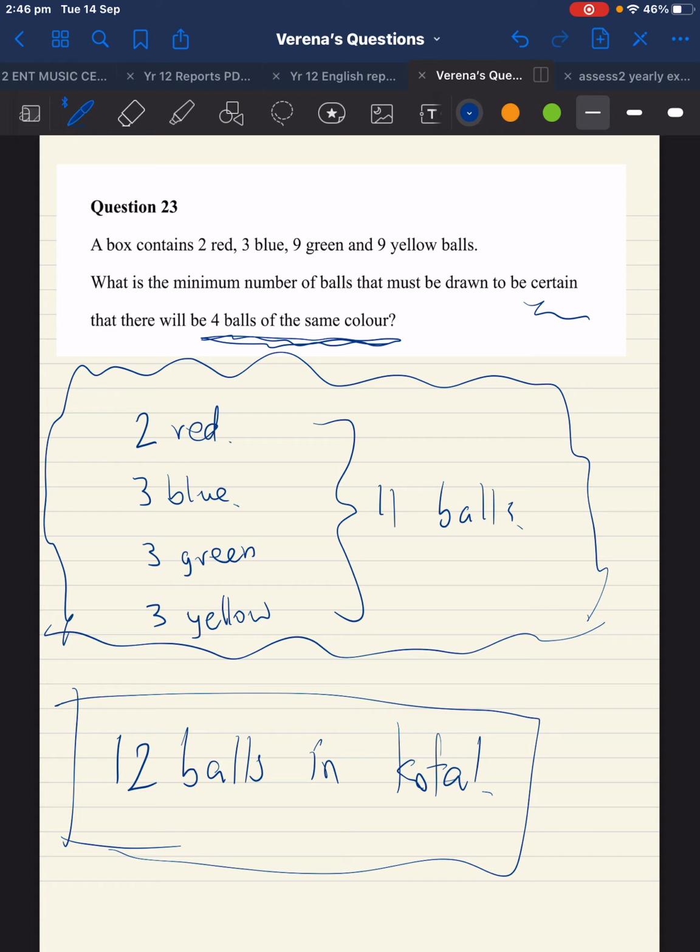All right, that's it for question 23. That was actually worth 2 marks. I'm really not sure what sort of working out can be associated with it, but it's a pretty easy question, or hopefully you guys think so.